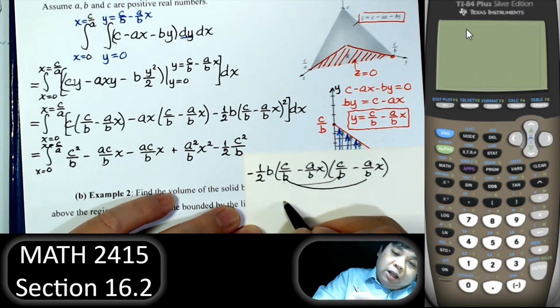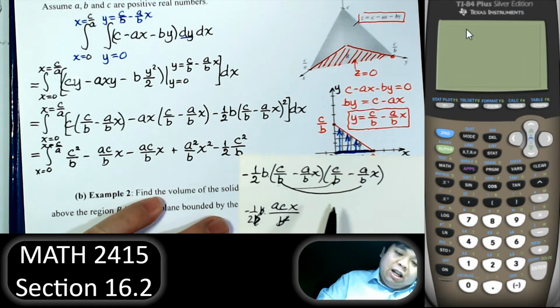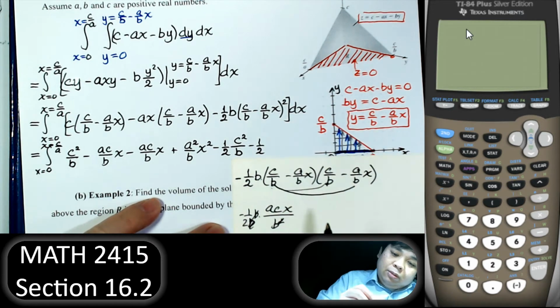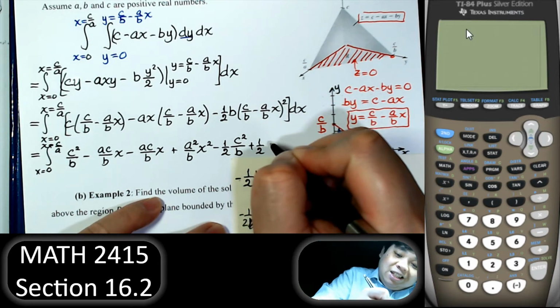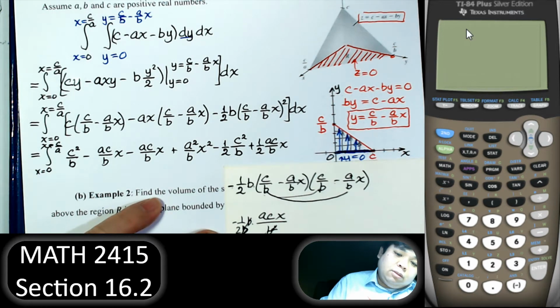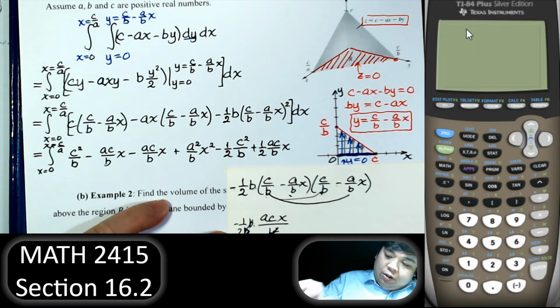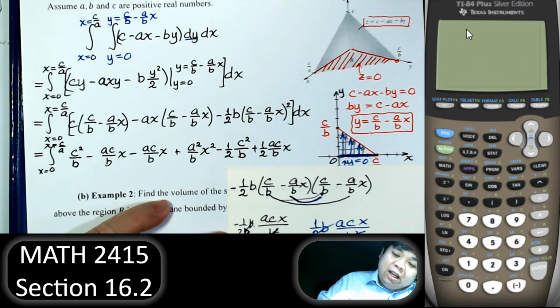I multiply this 2 will be a c x over b squared, and multiply by negative 1/2 b. Oh, b on the top, sorry. That cancels with b squared, so we have negative 1/2, and actually that's a plus 1/2 acx over b. And then multiply this 2, will be negative negative, so that is positive 1/2 b, acx over b squared, cancel, so we have 1/2 acx over b.